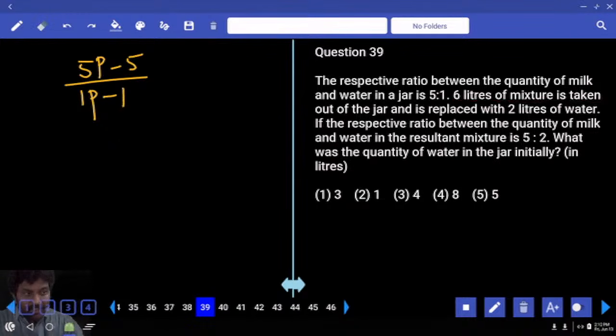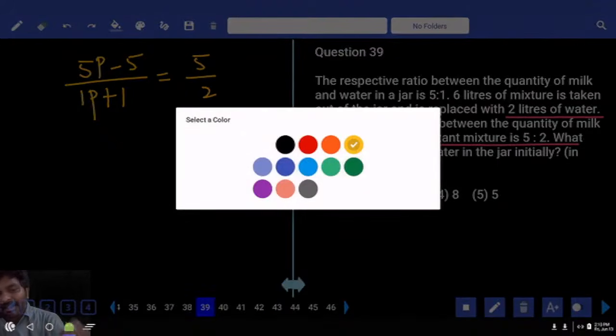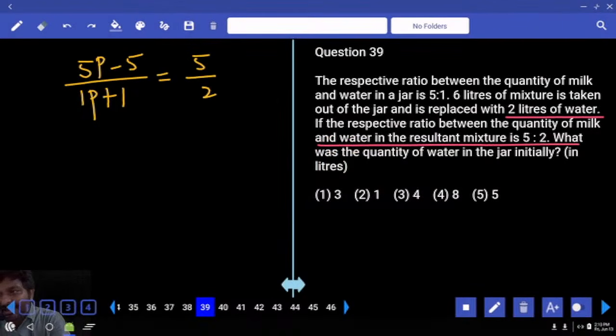Now, how many liters of water is added? Already -1 is there, and if we add +2, can I directly write it as +1? And now, the quantity of milk and water in the resulting mixture are in the ratio. So, can I take 5 common in numerator left hand side and right hand side? P -1, 1. Got it?